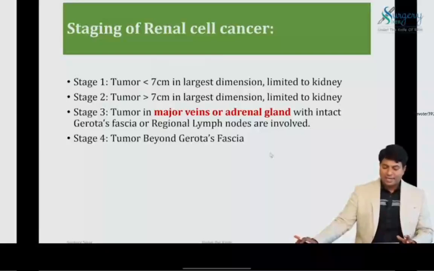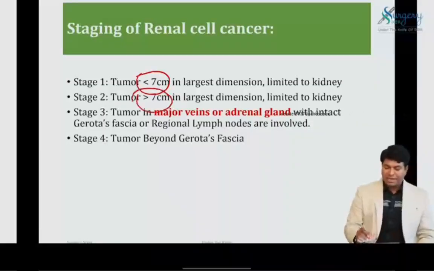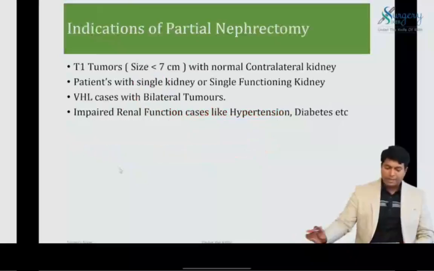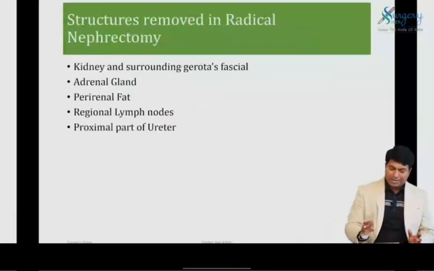So on the stage of cancer: less than 7 cm in greatest dimension, more than 7 cm and involving veins but limited within Gerota's fascia. Stage 4 is beyond Gerota's fascia. Please don't forget the indication of partial nephrectomy is less than 7 cm, and the structures removed in radical nephrectomy.